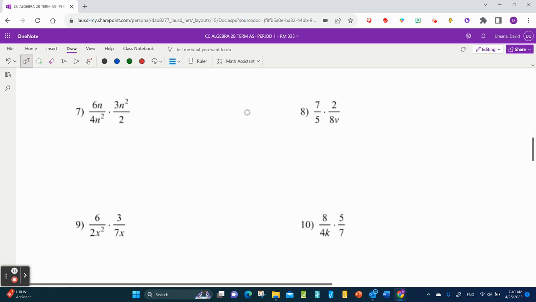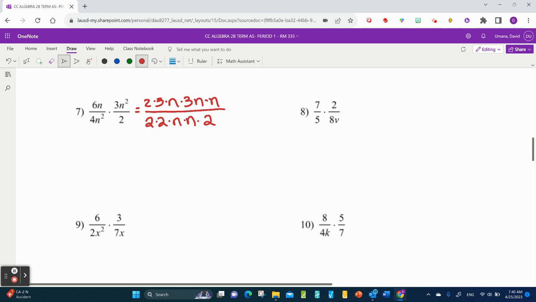Let's go to something a little bit more interesting, like number 7. So on this one, I'm going to make the choice of breaking everything down into its pieces. So for example, 6n, I'm going to purposely break it down as 2 times 3 times n times 3n squared, which is 3n times n, all over, in the bottom, I'll put that as 2 times 2 times n times 2.